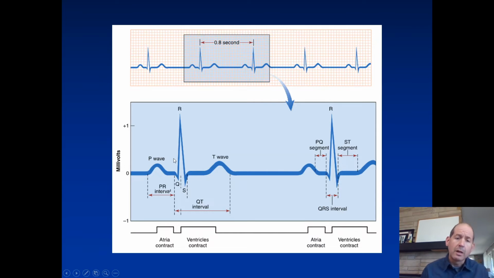Another cause of a long QRS interval is if the impulse starts in the ventricles. So when someone experiences a premature ventricular contraction, the ventricles depolarize earlier than expected, and the impulse is going to be spreading cell to cell through gap junctions through the ventricles. And so that would be much slower than going through the ventricular conduction system. And so that results in a long QRS complex.